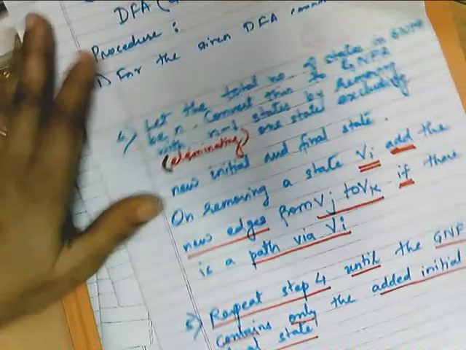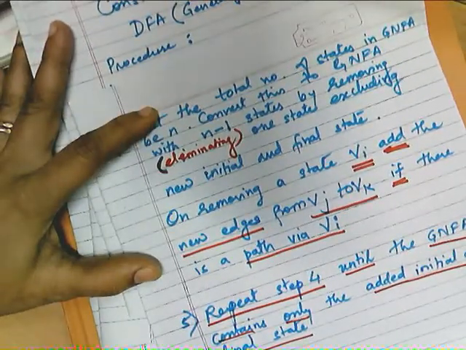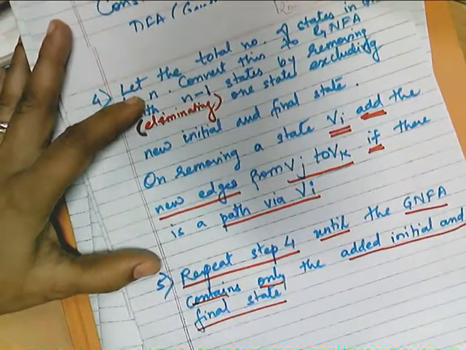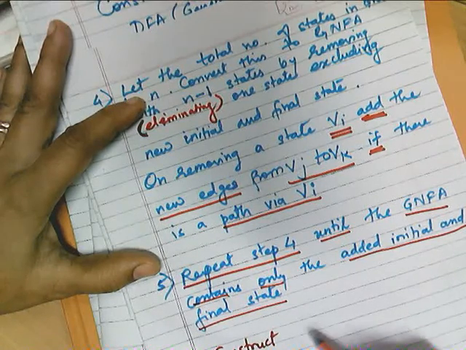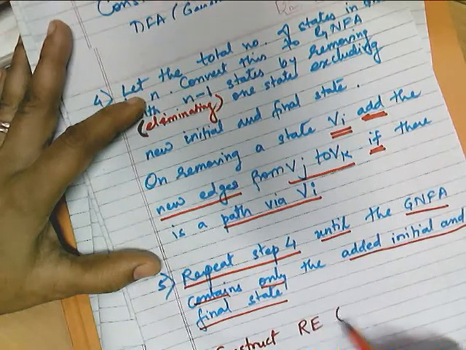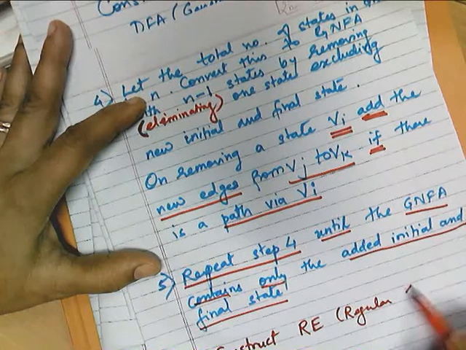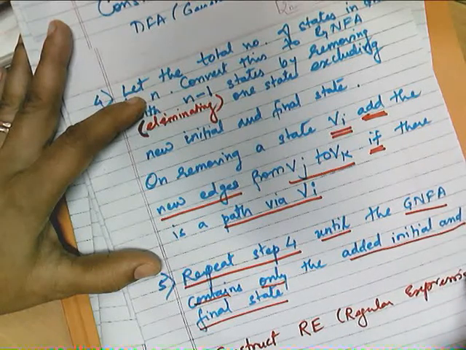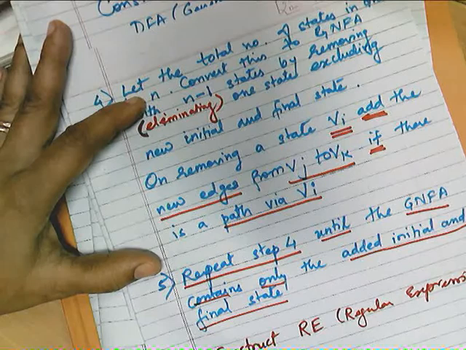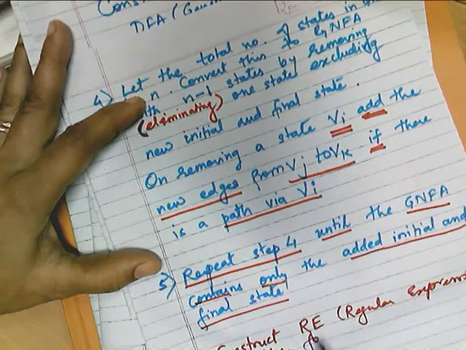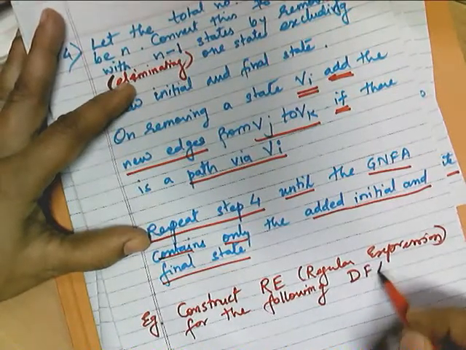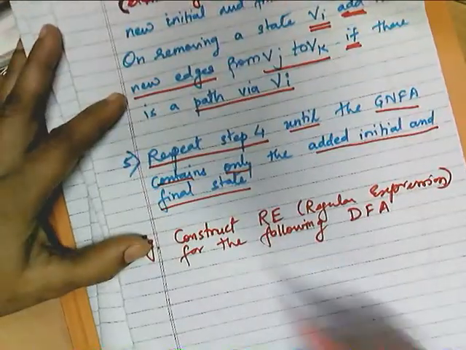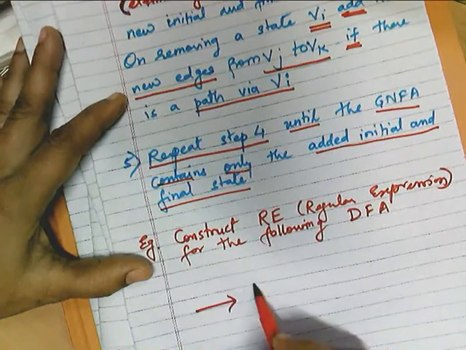Now we will apply all this to solve a problem. So now the example is, I need to have a DFA for this. The problem is: construct RE, that is regular expression, for the following DFA. Okay, so I am constructing it here. So this is my DFA.